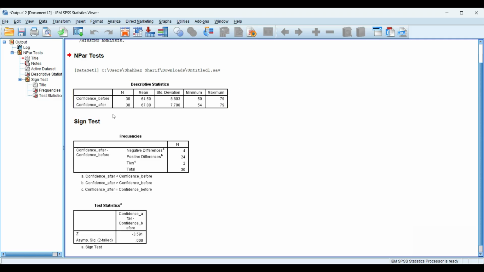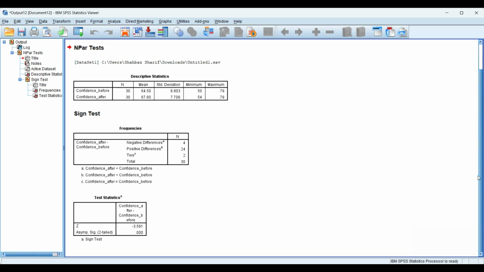The most important table is the sign test frequencies. You can see there are 4 negative differences and 24 positive differences. The positive differences are higher because most of the employees showed a positive change after training. They have higher confidence after training, 24 of them, and only 4 had negative differences. They reduced their confidence after training, and 2 didn't change.